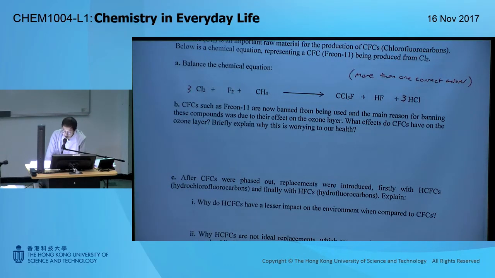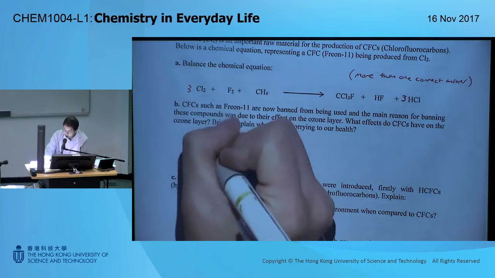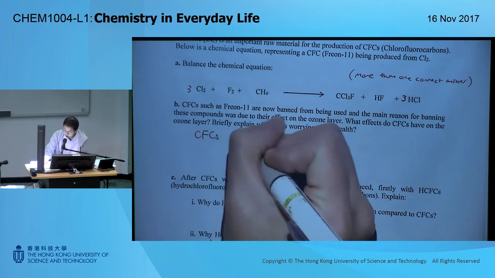CFCs such as Freon 11 are now banned from being used. And the main reason for this is because they have an effect on the ozone layer. So they will explain what happens. So CFCs deplete the ozone layer.